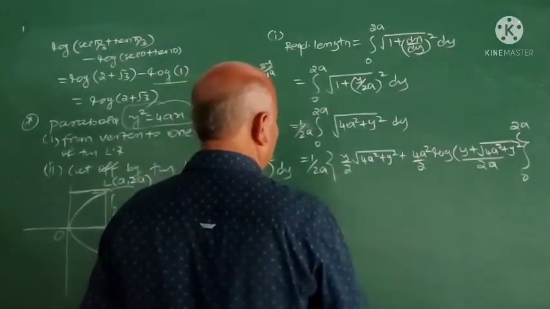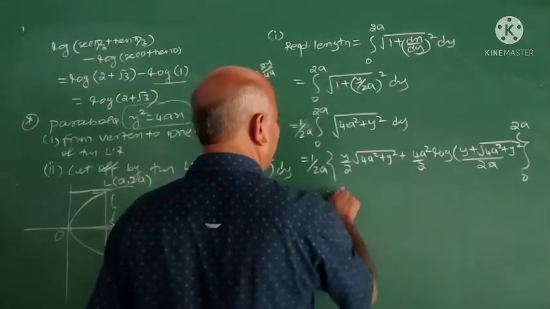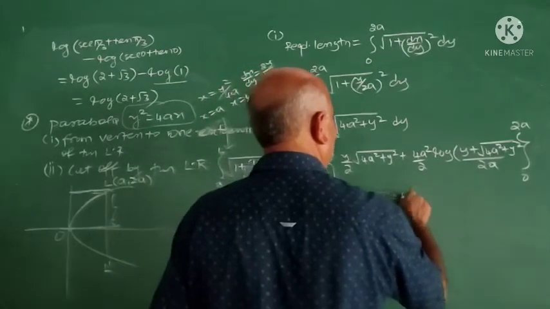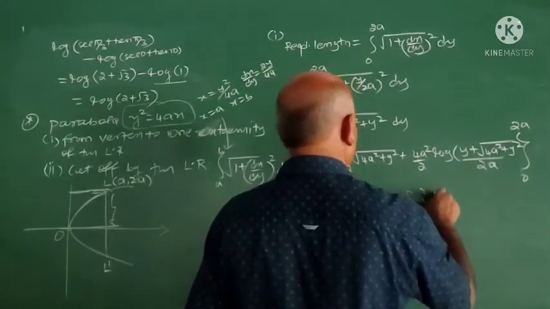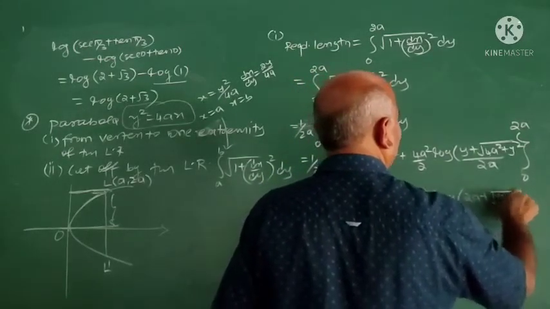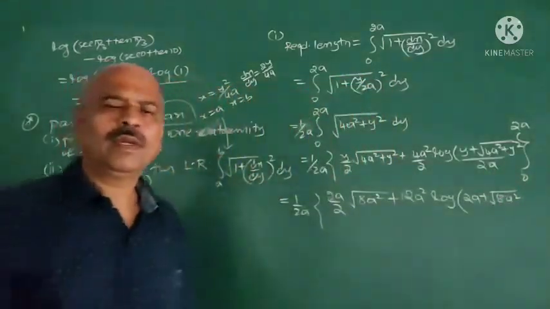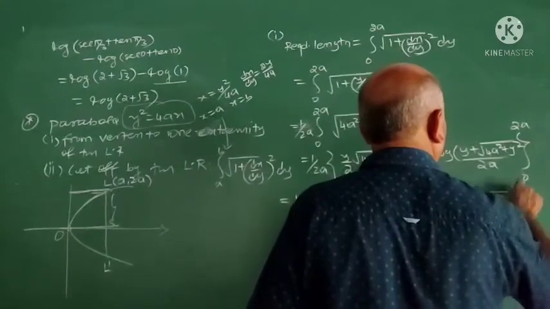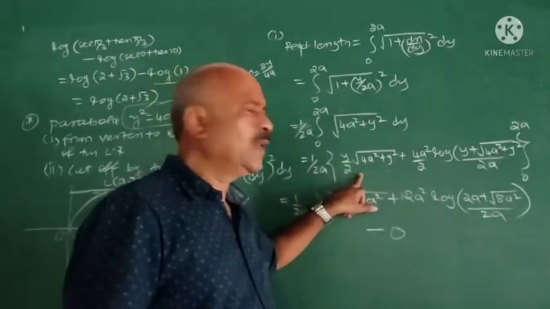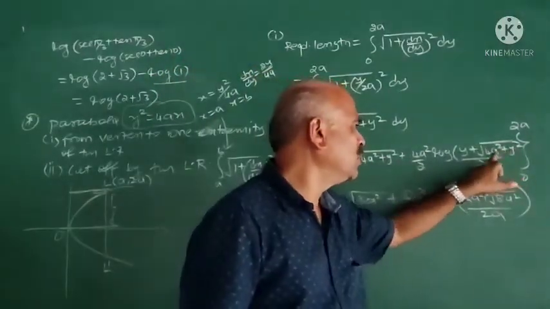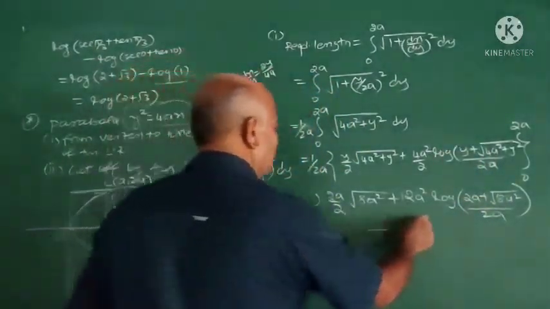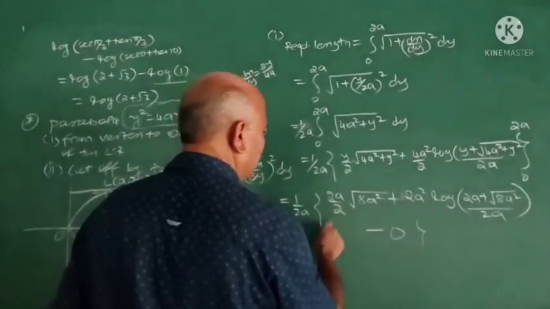1 upon 2a into first 2a by 2 square root of 4a square, 8a square I take, plus 4a square by 2 is 2a square log 2a plus square root of 8a square, because we substitute y is equal to 2a, y square is 4a square, upon 2a, minus 0. Because if you take y is 0, these two terms are 0, this becomes 1. What is log of 1? 0. So the lower limit gives only 0.